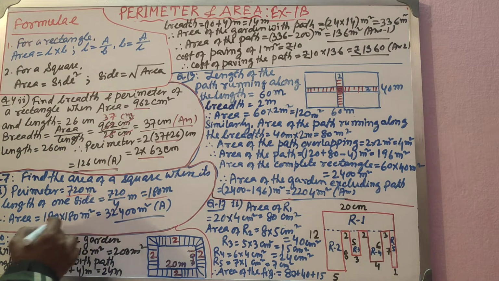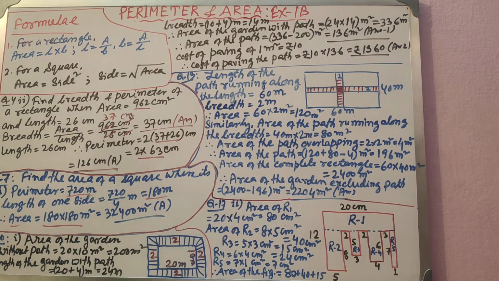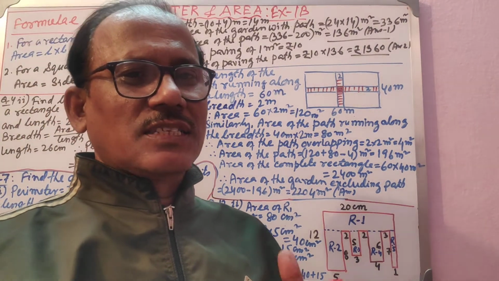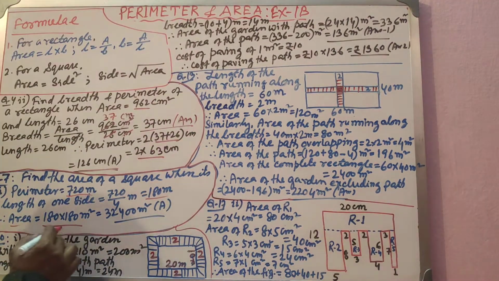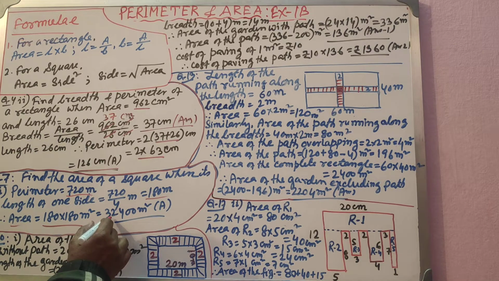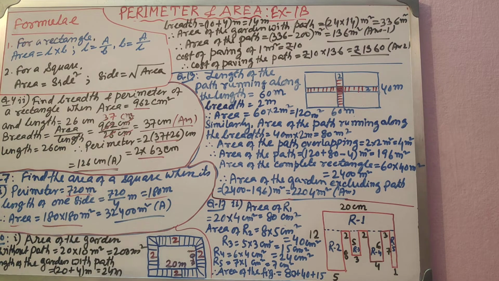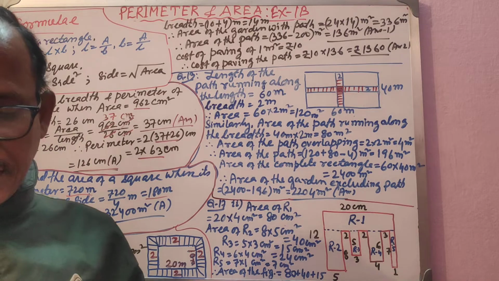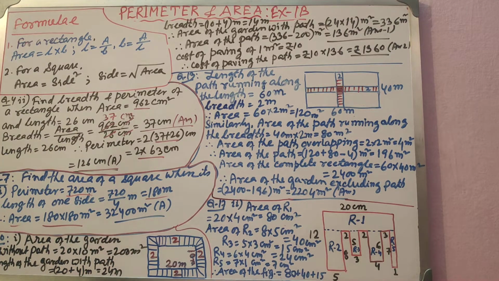And see, the area will be 180 into 180 meter square, because the area of a square is side into side. So 180 into 180 is 32,400 meters square. Now moving on to question number 13. I have directly taken question number 13. Other questions you can solve yourself.